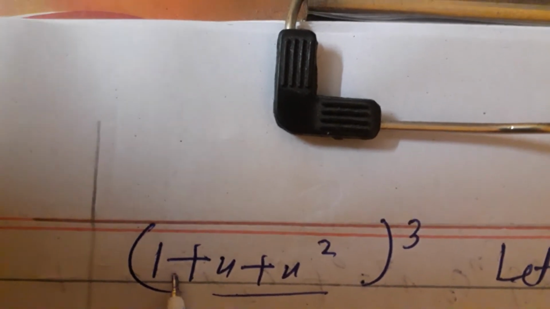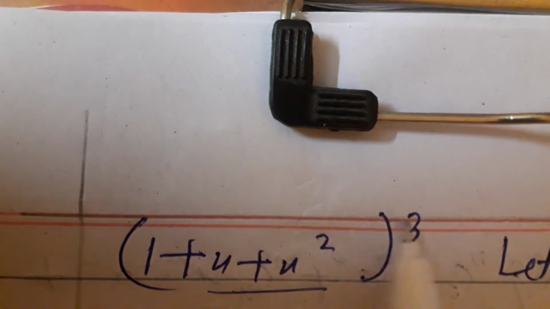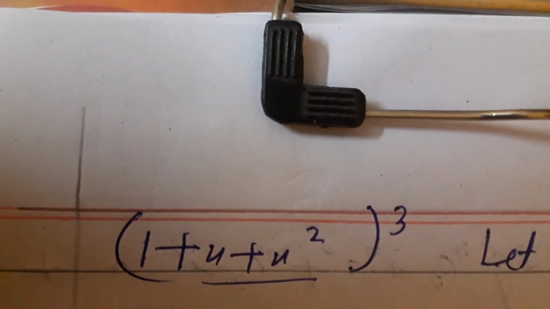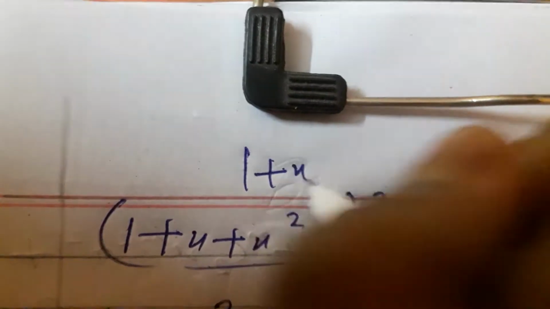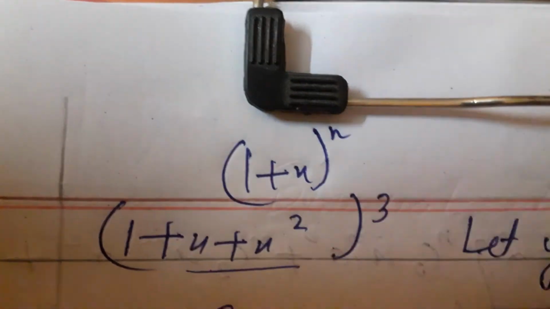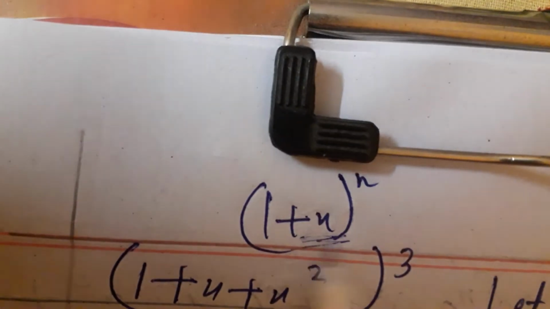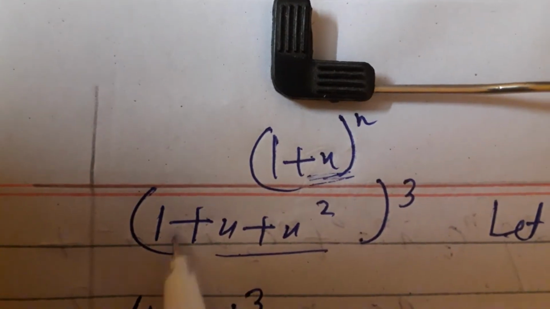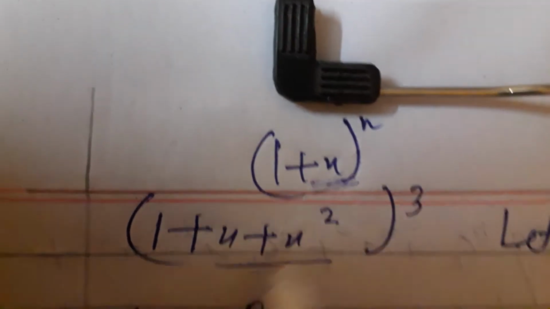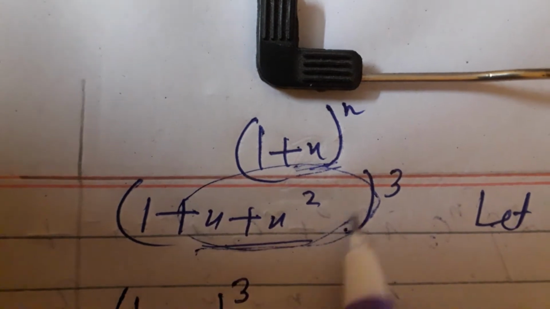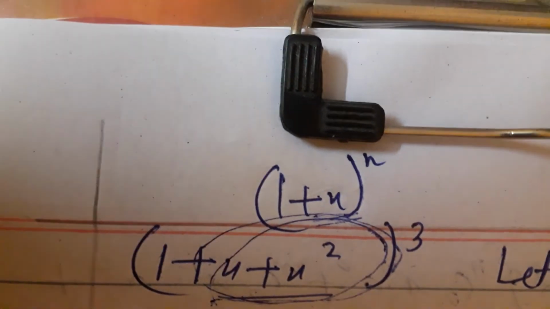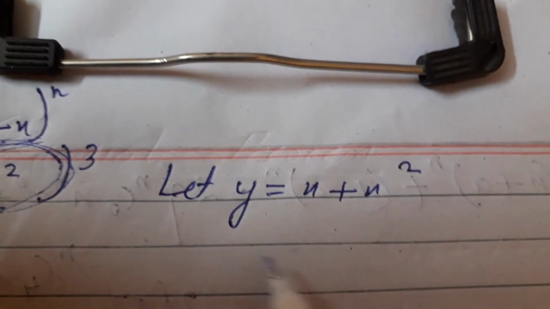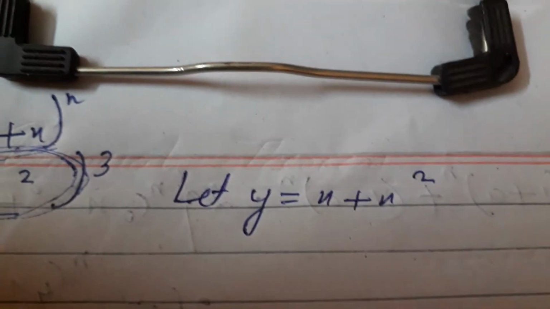You have to expand 1 plus x plus x square whole cube. Okay, now see, in the formula list we have learned 1 plus x whole to the power n. Okay, 1 plus x whole to the power n. So but see here, 1 plus x plus x square is given, so we have to take this x plus x square as only one term. Okay, so we can write like this, that let y equals to x plus x square.